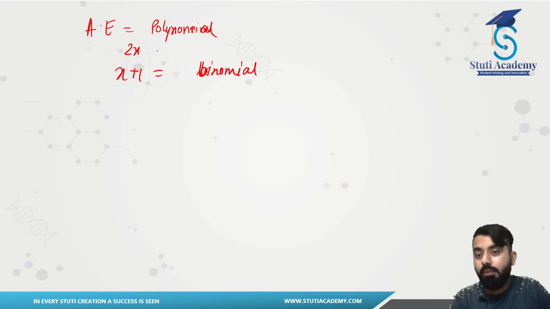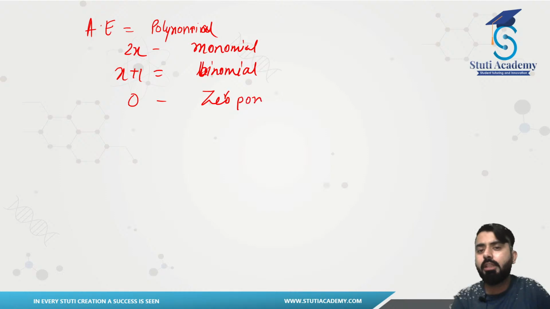If I had only 1 term like 2x, that was what? That was my monomial, right? If I had only a 0, that was what? That was my zero polynomial, right? You guys remember each and everything from our last session, right? So that was the zero polynomial. And if we had only constant values like 2, 3, 4, 5 and anything like that, those were what? Those were your constant polynomials, right?